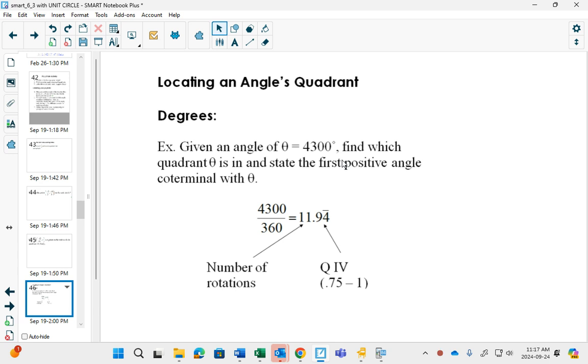But if you had 4,300 degrees and you had a calculator, you could divide it by 360 and find out that this is 11.94 around.